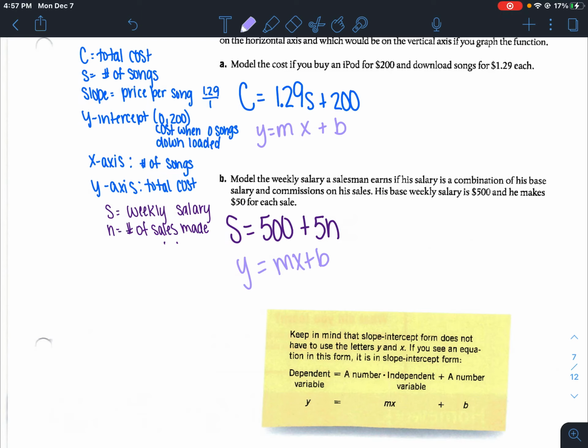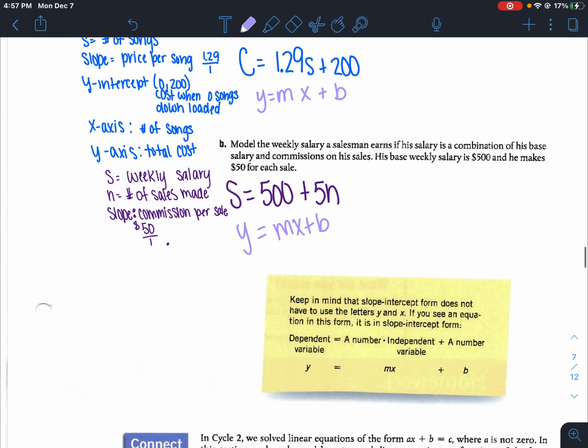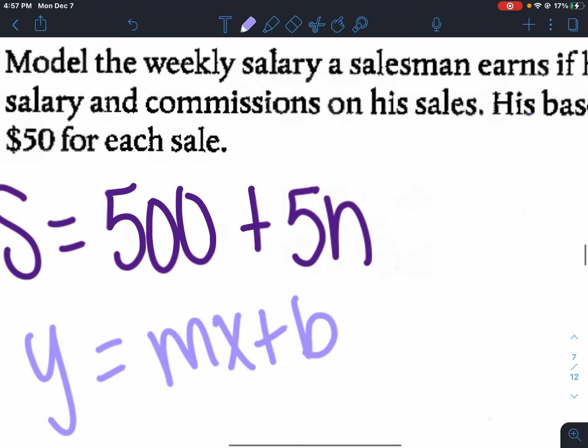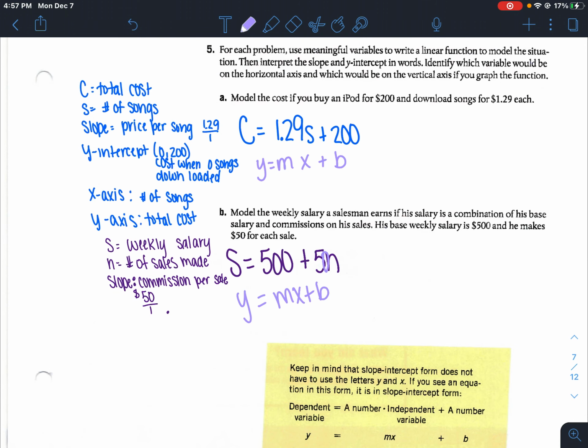So my slope, my M value, which is attached to my variable, is going to be the commission per sale. So he's making $50 per sale. So my slope is $50. Oops, there's a mistake here. This should be 50, not 5. My bad. And then my y-intercept will be just his base salary, which is 0, 500. His salary, even if he doesn't sell anything, he's still walking home with $500 at the end of the week.